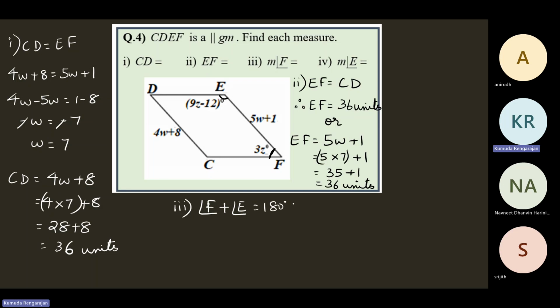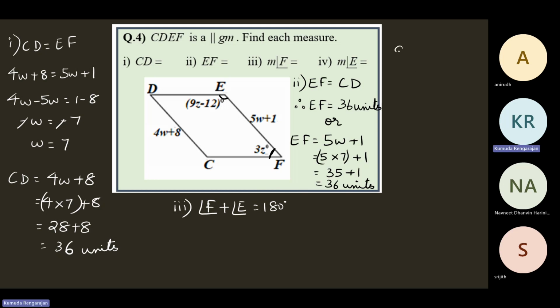Because you can say adjacent angles are supplementary, or consecutive angles are supplementary, or co-interior angles are supplementary. You can use all these three terms: consecutive, co-interior, adjacent. So E and F are adjacent angles. They're not opposite angles. If they were opposite angles, they'd be equal.